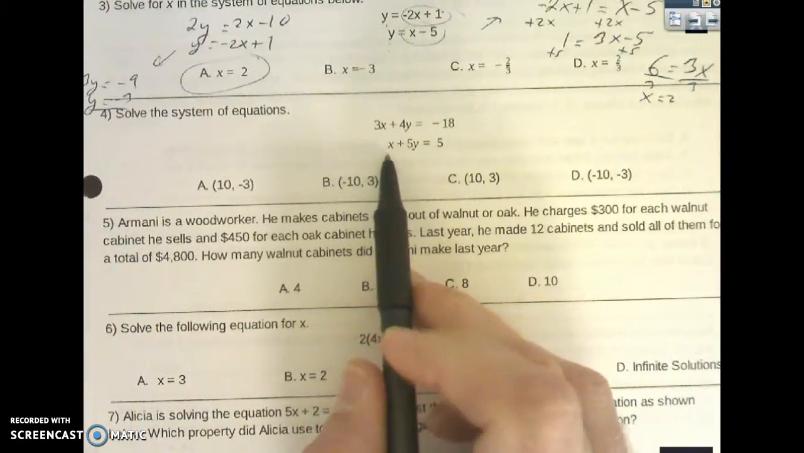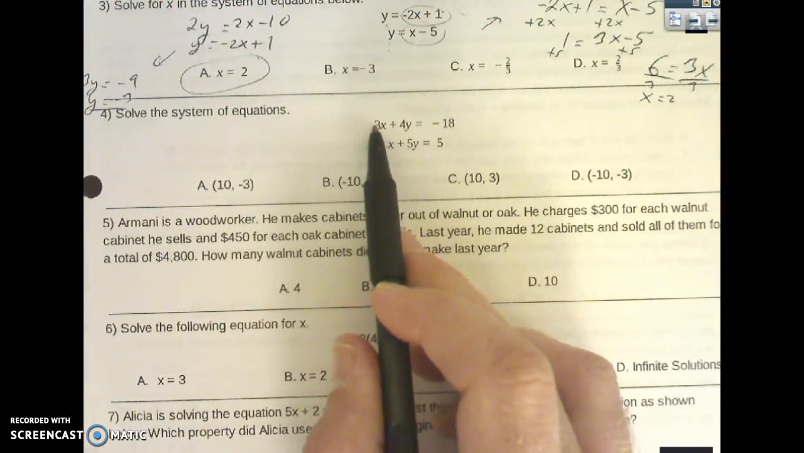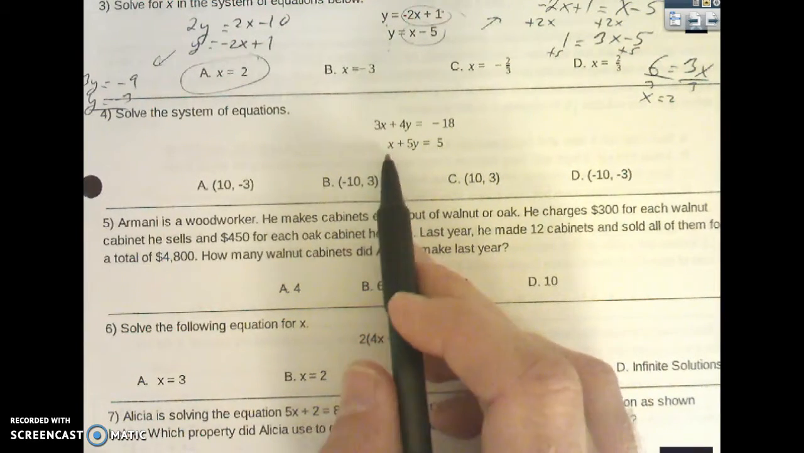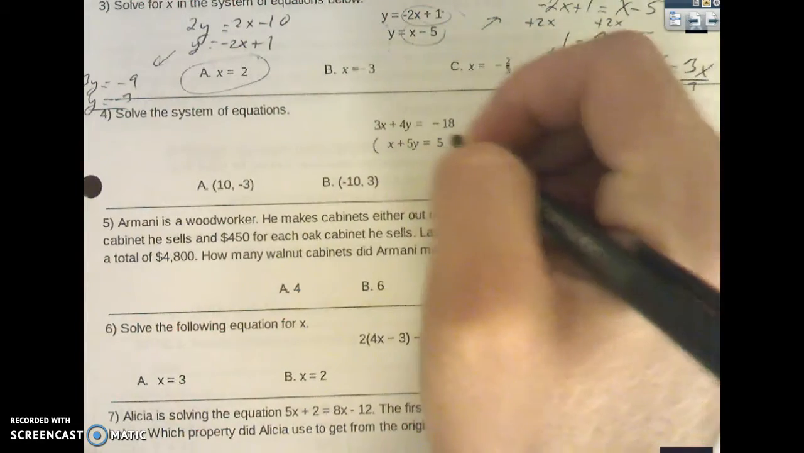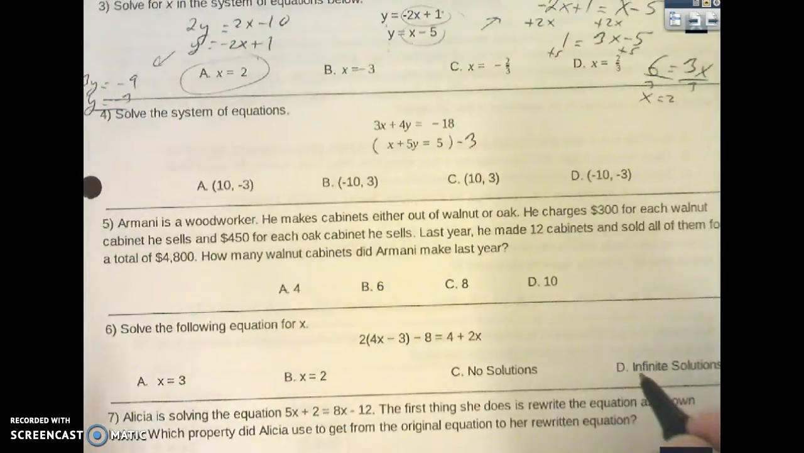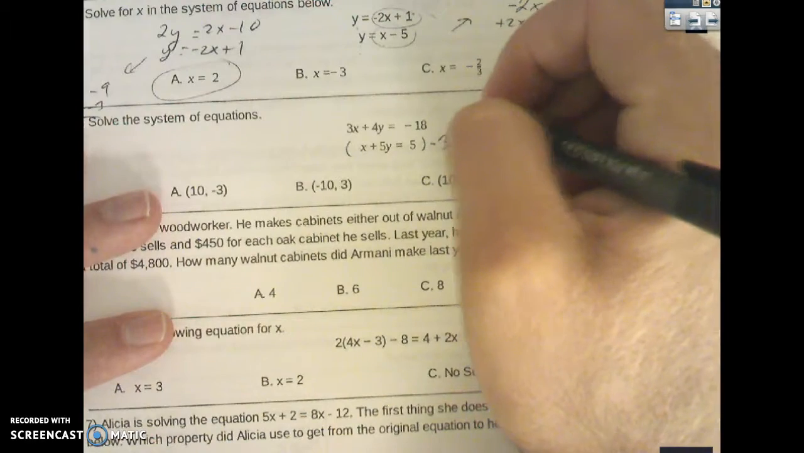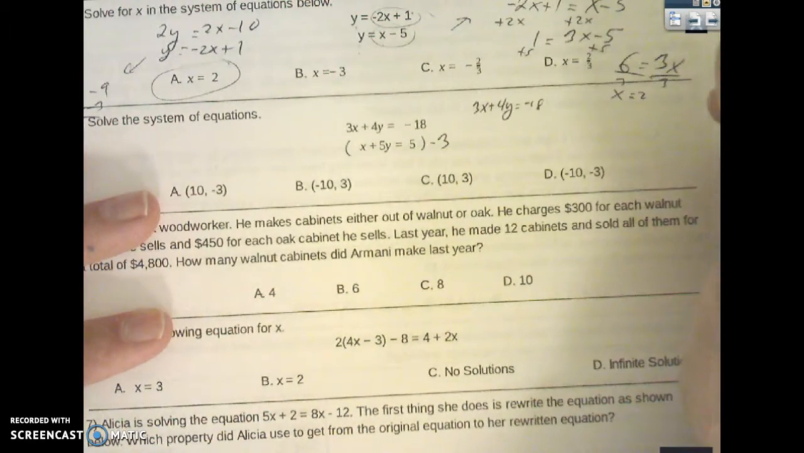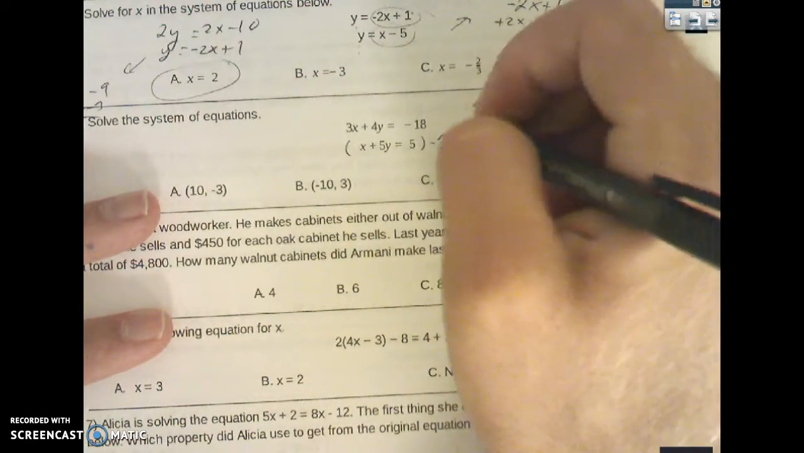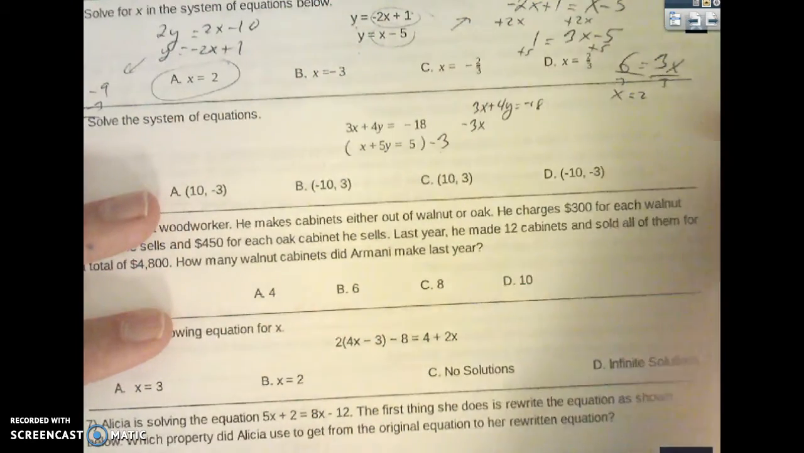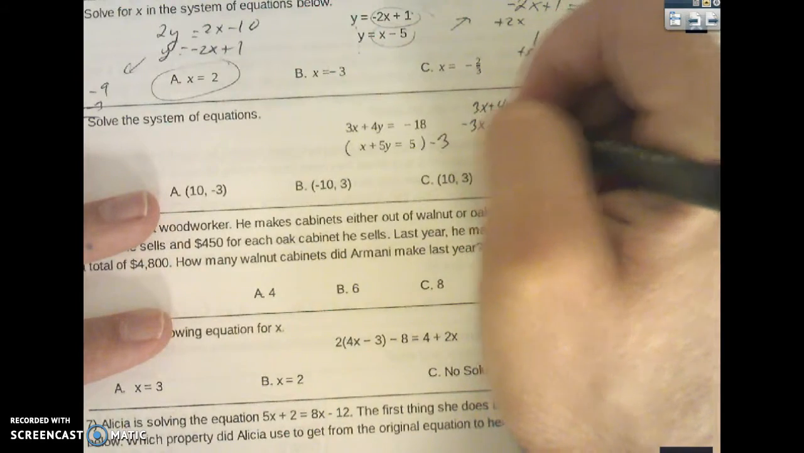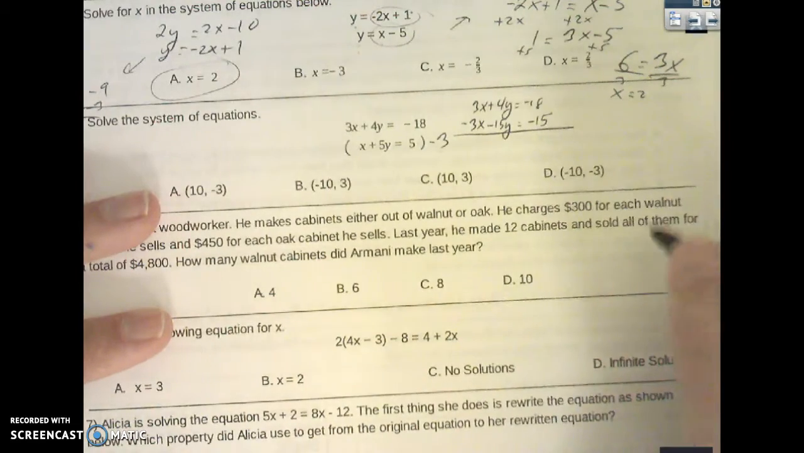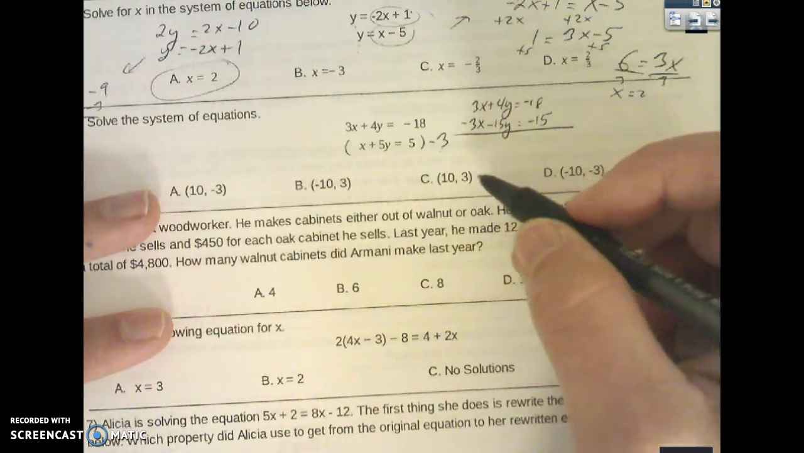But in this problem, I'm noticing that I have a 3x on top, and I have a 1x down low. I want to get the same number, different signs. So I'm going to multiply the bottom one through by negative 3. Off to the side here, the top equation stays the same. The bottom equation now, because I'm multiplying through by negative 3, becomes negative 3x minus 15y equals negative 15. If I add them together, the x's cancel out, jackpot.